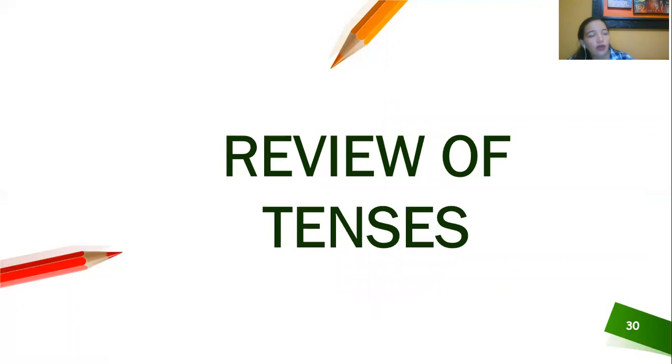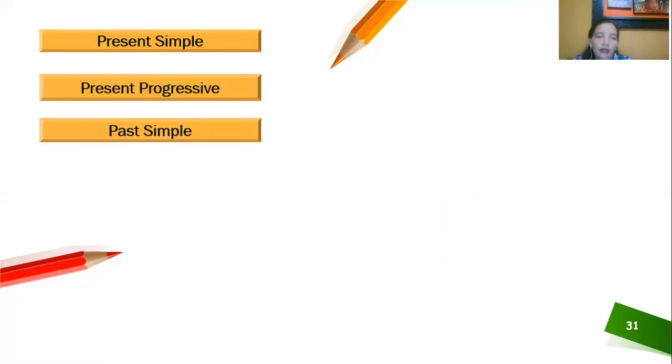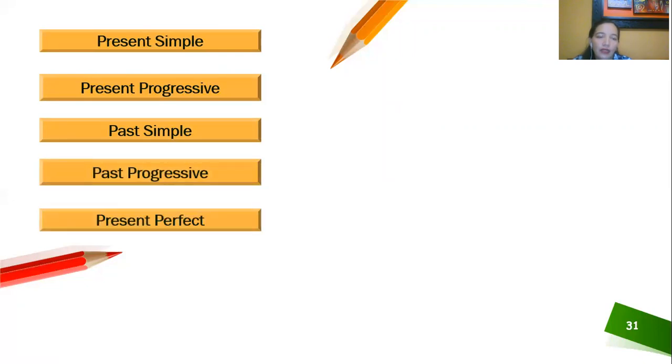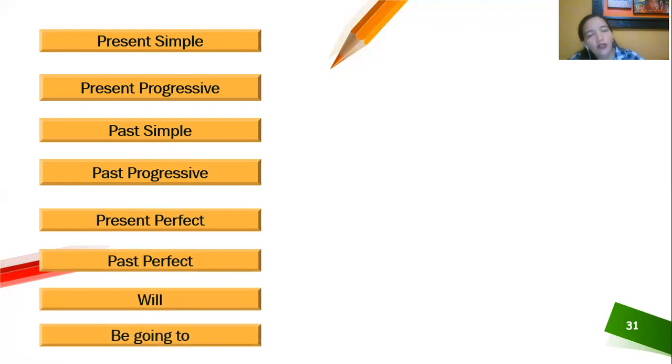Now, we are going to do a revision of tenses. We have already checked this the last 2 weeks, but now we're going to review again to make sure that this is clear. Here you have the tenses that we have seen: present simple, present progressive, past simple, past progressive, present perfect, past perfect, will, and be going to. We are going to review here the uses, okay? If you need, you can pause the video, check the PowerPoint, the slides, and the information from the previous class, okay? Here we have the uses, obviously, in a different order.